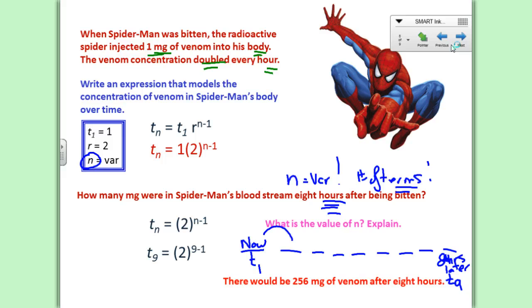And so when you start doing common sense questions, you need to be careful that you're actually plugging in the right value for n. Right? Term 9, there would be 256 milligrams of the venom in Spider-Man at the end of that time.